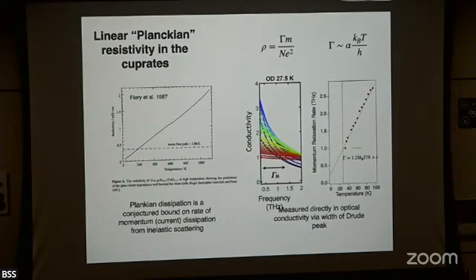And so it shows this remarkable momentum relaxation rate as a function of temperature, which has this form, which is essentially kT divided by Planck's constant times a small number, which is of order 1. Okay, and so this is measured nicely with time domain terahertz spectroscopy.